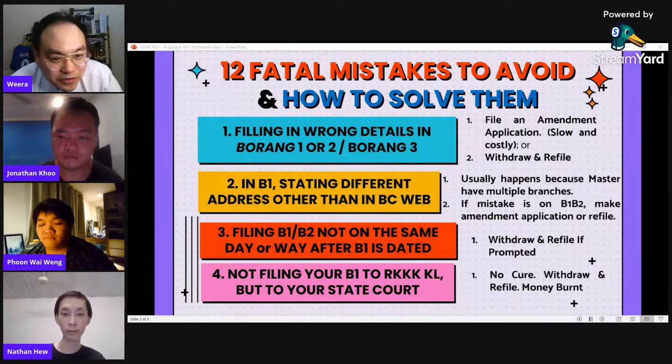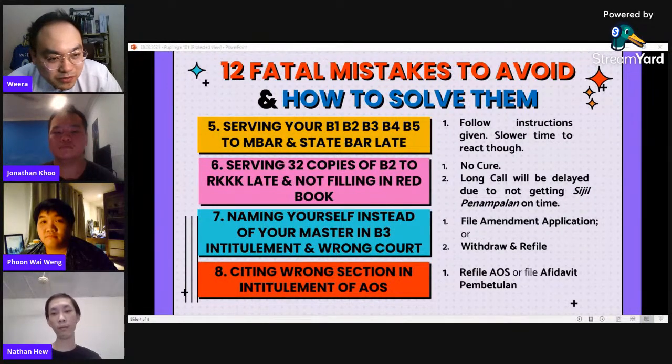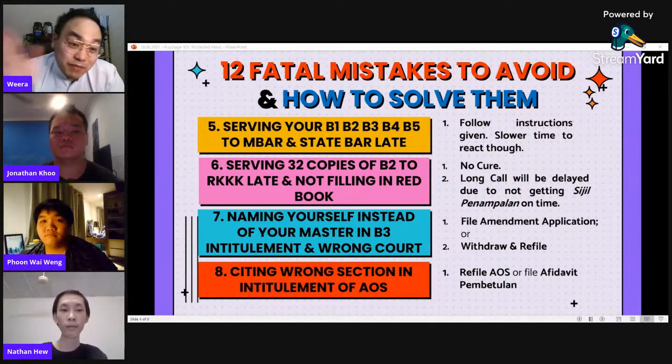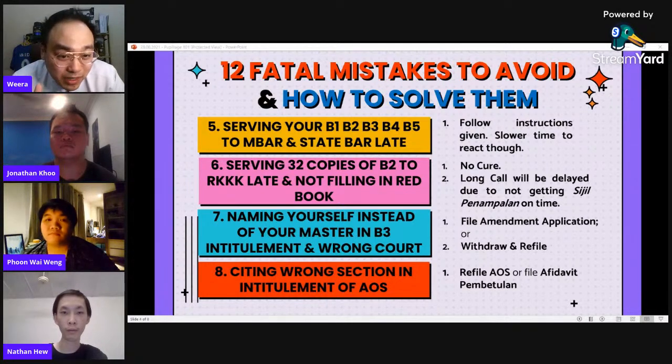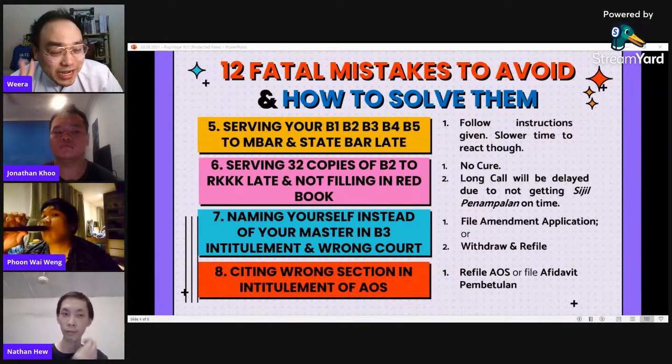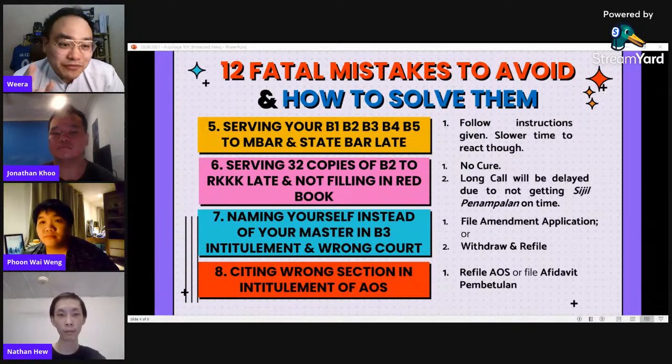Okay, Nathan, can you just go on to the next slide? I've been talking about just now that only 5 months or 3 months down the road do you know your problem. This problem arises when pupils serve their documents late to the Malaysian Bar or to the State Bar. Pupils must always remember these two bodies are the ones who will scrutinize your papers. If there's a mistake, they will be the ones pointing it out. So if you serve these documents late to them, chances are you would know about your mistake late as well.